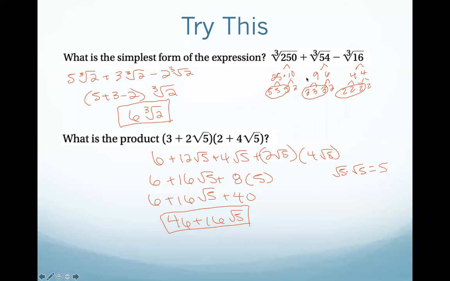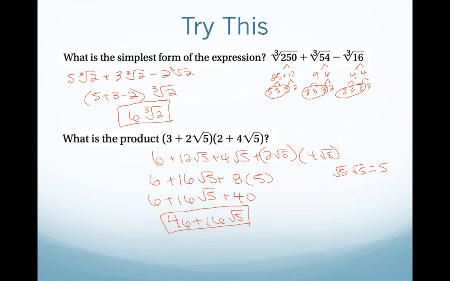Okay, so here we see in our first example, we need to simplify the radicals. This is a cube root, so we're looking for groups of 3. When we simplify them, they all have the like radical of the cube root of 2. So we can add and subtract the coefficients to find 6 times the cube root of 2.